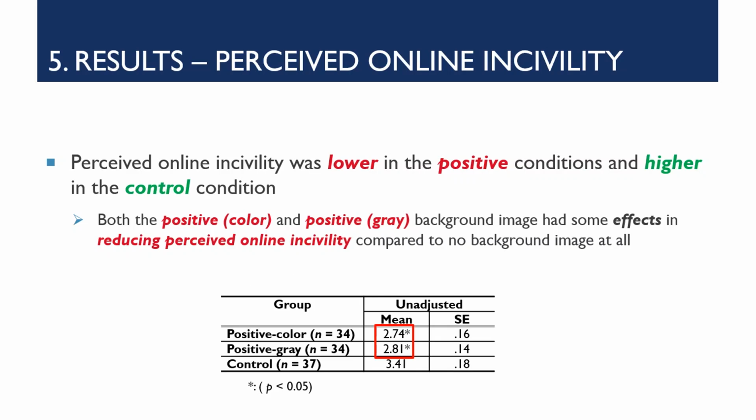First, we compare the mean values of the perceived incivility score across the 3 groups. The results show that the perceived incivility scores were lower in the positive color and positive gray conditions and higher in the control condition.